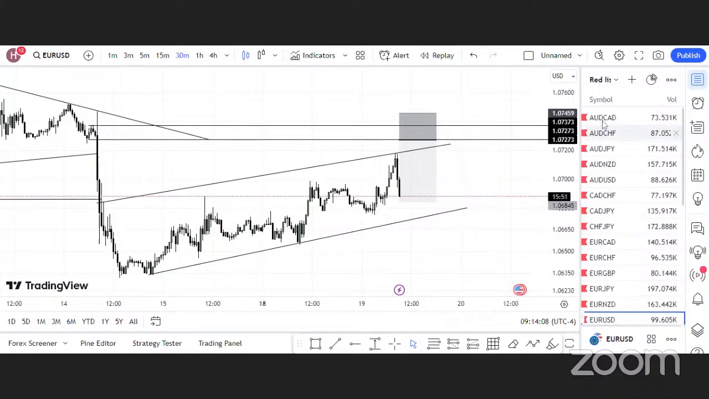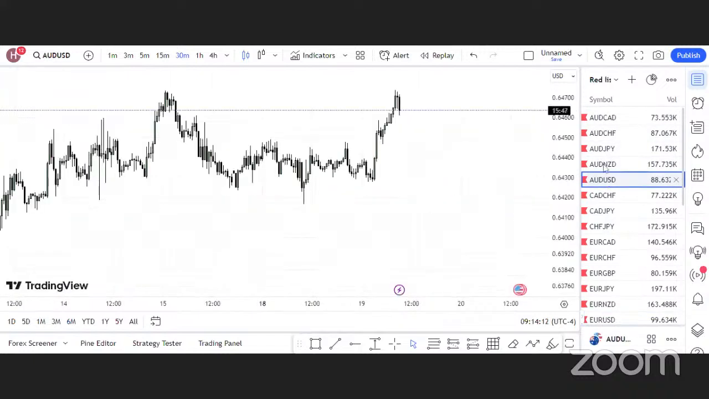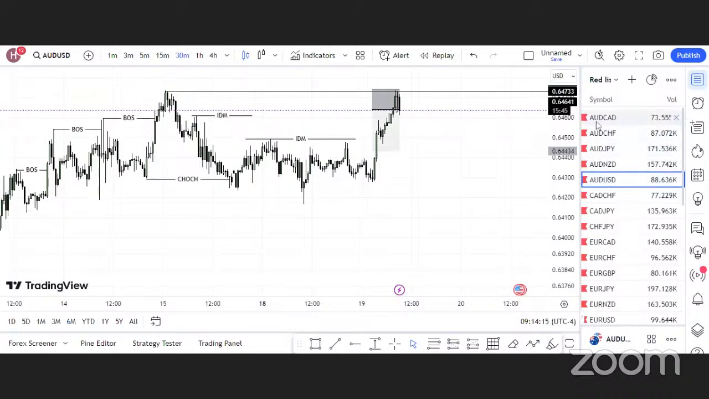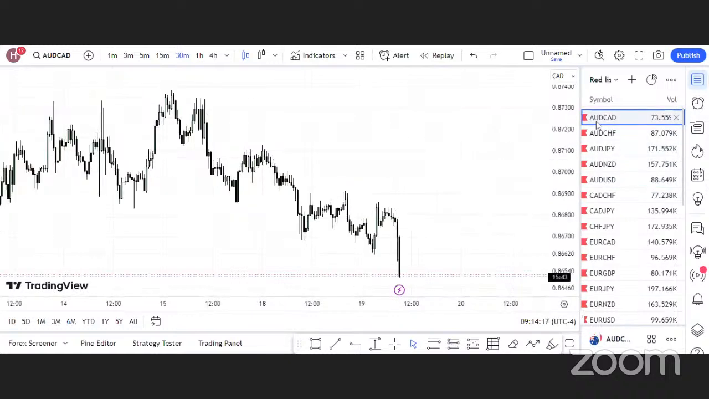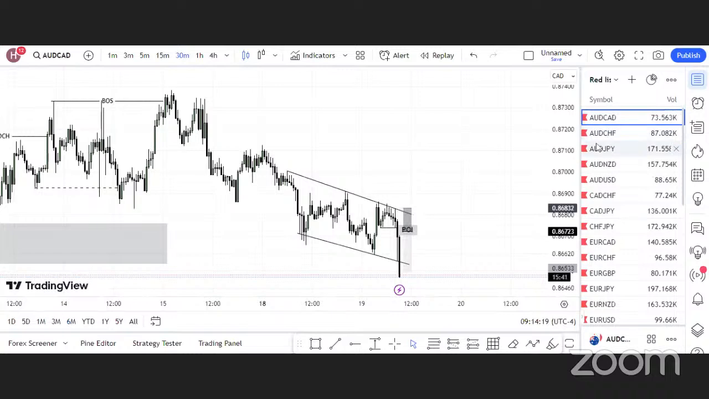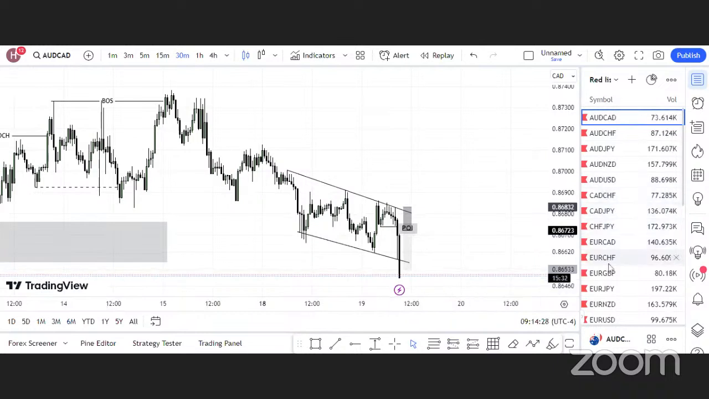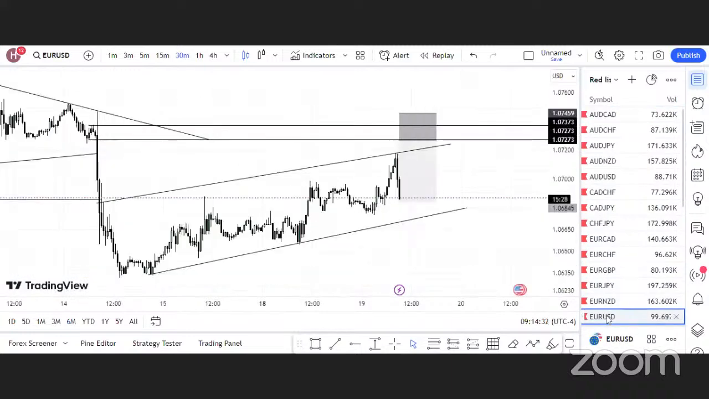The first one we did was AUDCAD, I guess. I just want us to note it down. AUDCAD first, and then EURUSD second. So we have two analyses already.